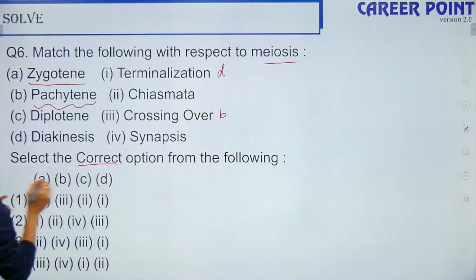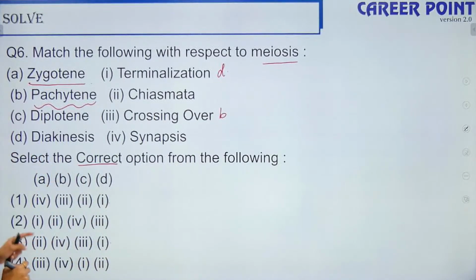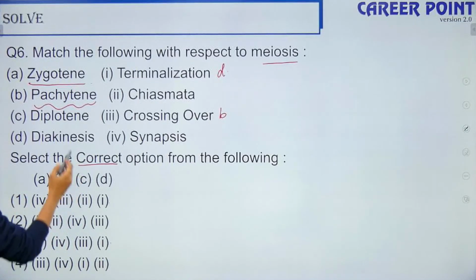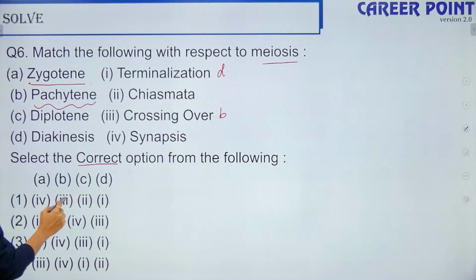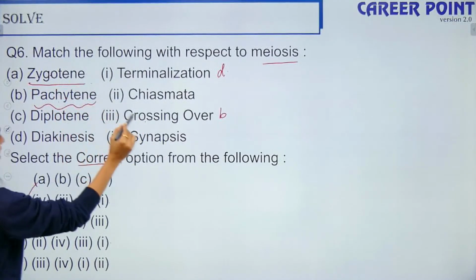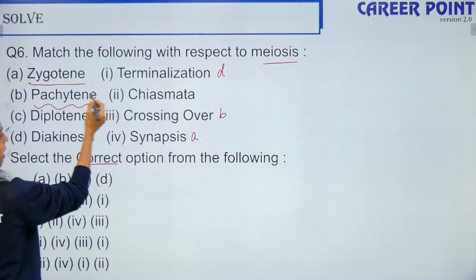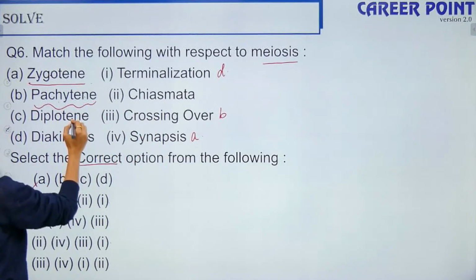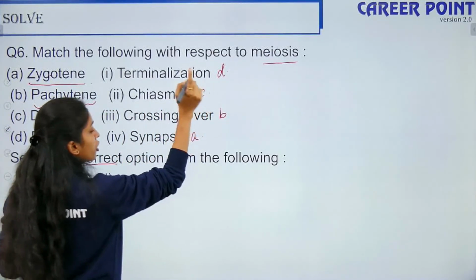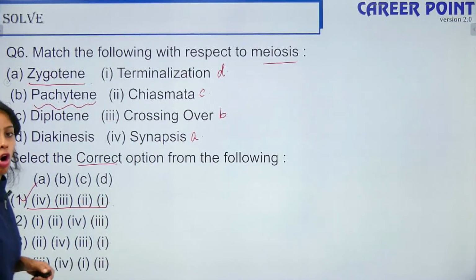So with these two, try matching. D is 1. We know for pachytene it is option 3, so option 1 is right. So this is how you solve match the following. Zygotene is synapsis because that is the starting stage. Pachytene is crossing over. Diplotene is chiasmata, the crossed over ends, and diakinesis is terminalization. So this is option 4.